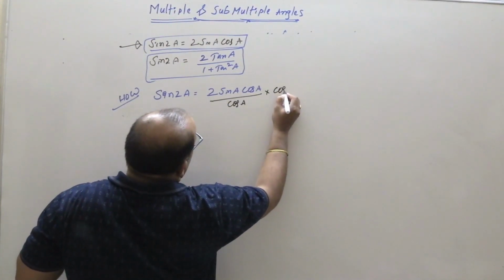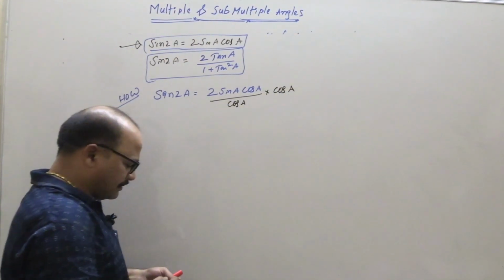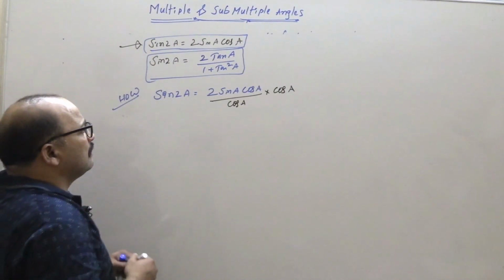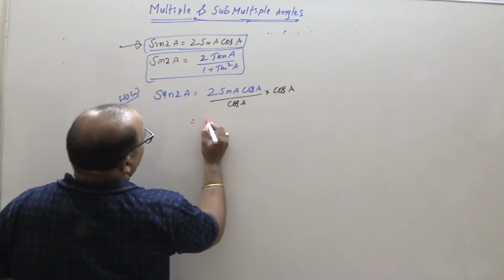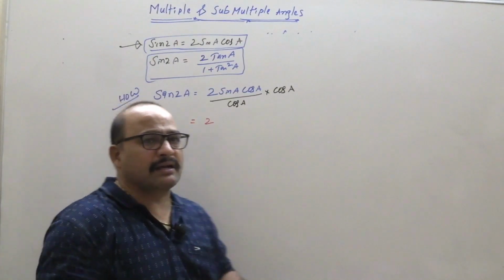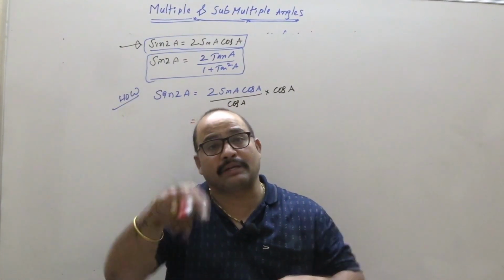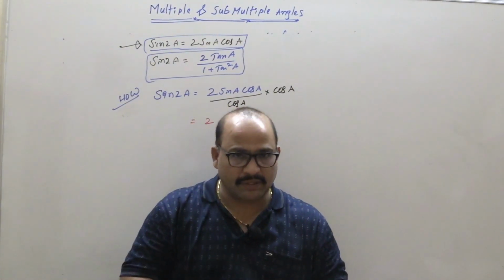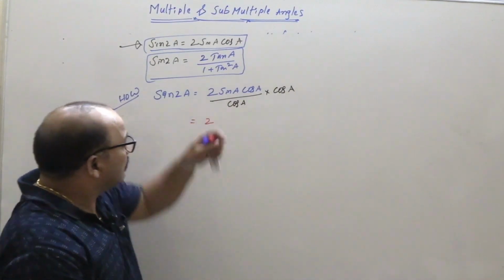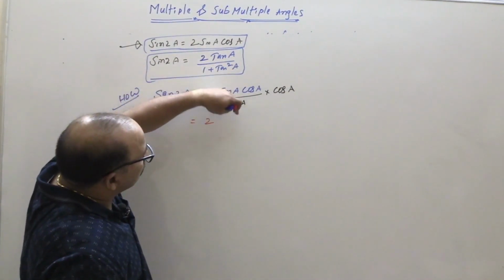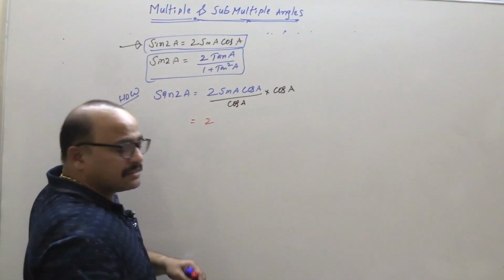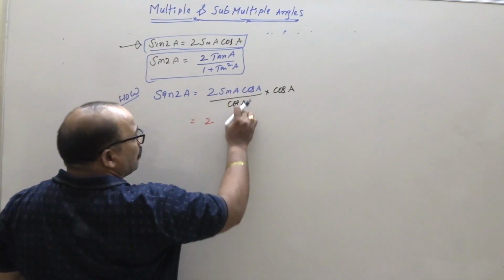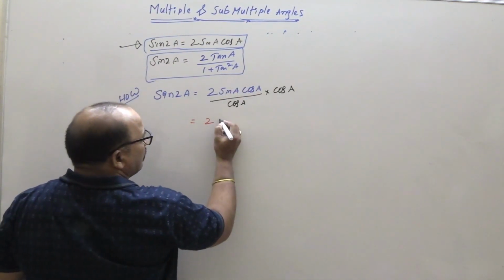Dividing and multiplying by cos a, students. My target is to reduce that function into tan. Am I correct, students? Tan means sin by cos, students. So in the place of sin a by cos a, I am going to write tan a.